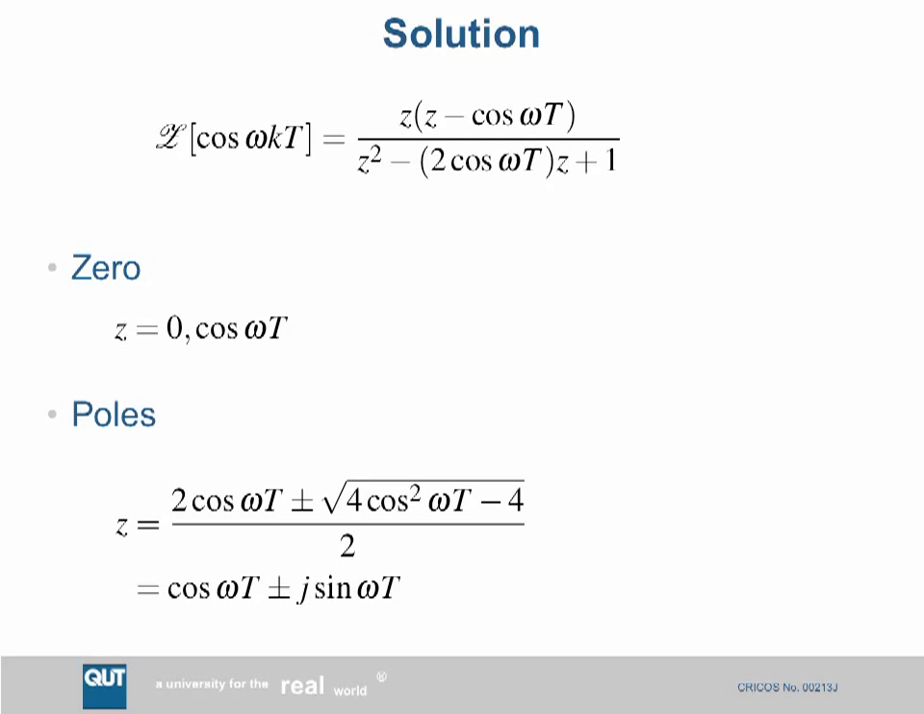The way I tackled this is we set the numerator equal to 0. That's how we find the zeros. And that can only be 0 if either z equals 0 or z equals cos omega t. So that's what the zeros are for this Z transform. The poles are more complicated. So what we want to do is set the denominator equal to 0. And z then is the solution of a quadratic equation given there in full. And by my reckoning, it comes out as cos omega t plus or minus j sine omega t.